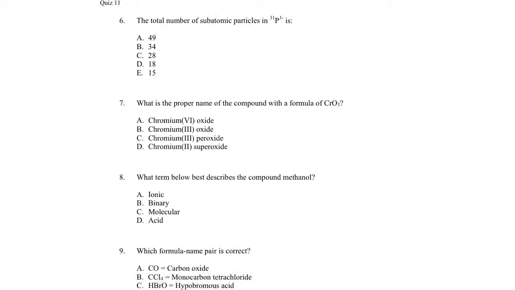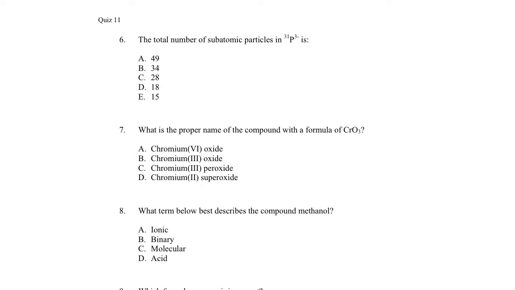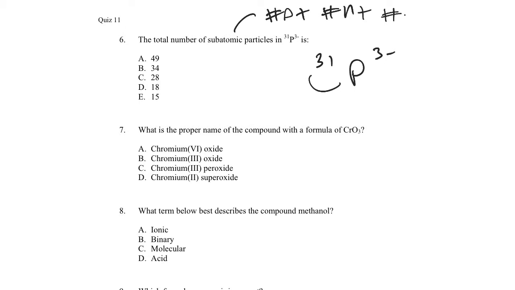6, the total subatomic particles in phosphide ion. So P3 minus 31. So the sum of protons and neutrons. So the total subatomic count would be the number of protons plus the number of neutrons plus the number of electrons. Okay, and so we already have the sum of the protons and the neutrons, that's 31.